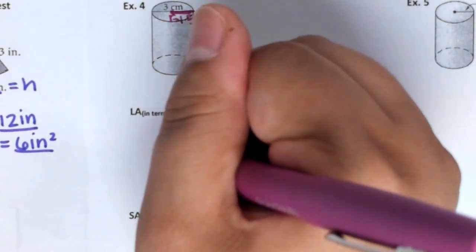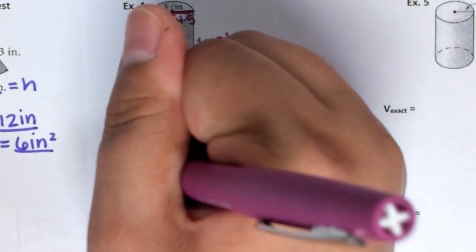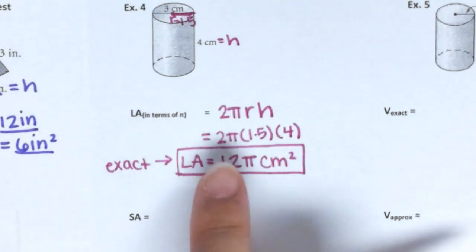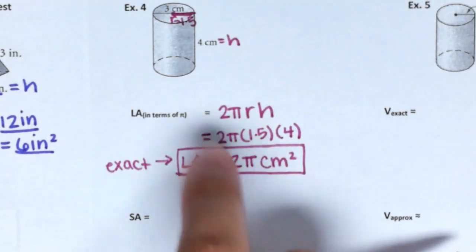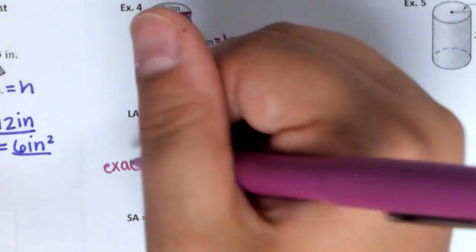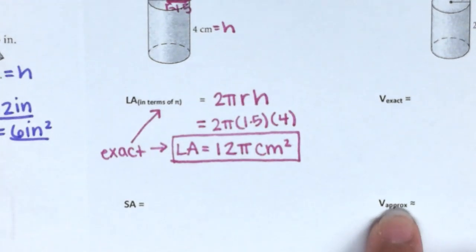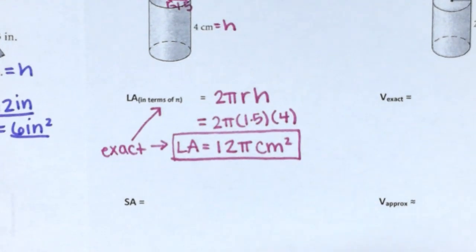This right here is in terms of pi. We could also call this exact. So sometimes I say leave it into the exact answer. That's an exact answer. Sometimes I say leave it in terms of pi. Those are the same things. If I don't say exact, if I say round or approximate, that means put pi in the calculator. Okay?